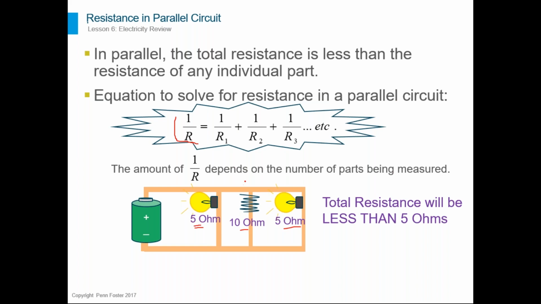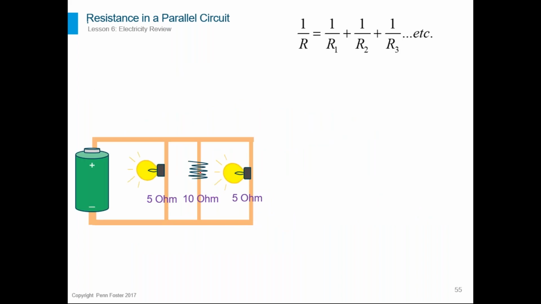Okay, and that's what I said here. The amount of times that you're seeing 1 over R depends on the number of parts being measured. So let's just stick with this for this example that only has 3 resistors. So our formula is going to be 1 over the total resistance, and this is what you're solving for, this R here on the left. Okay, just total resistance. It doesn't have a little subscript number, it's just overall resistance.